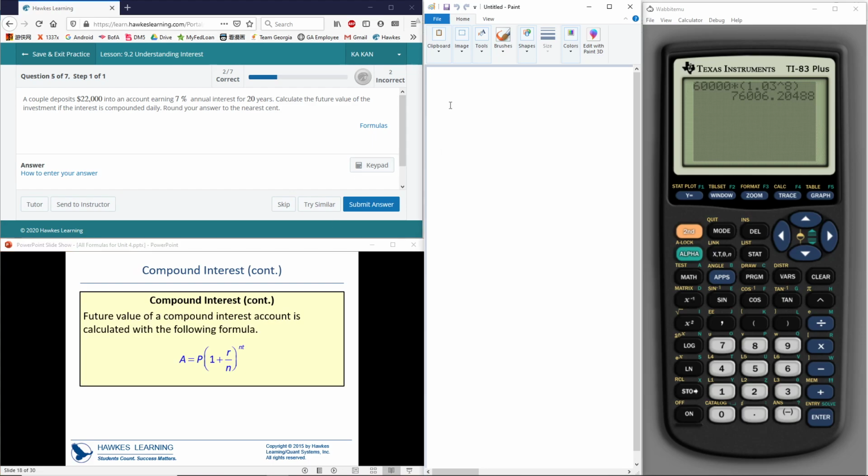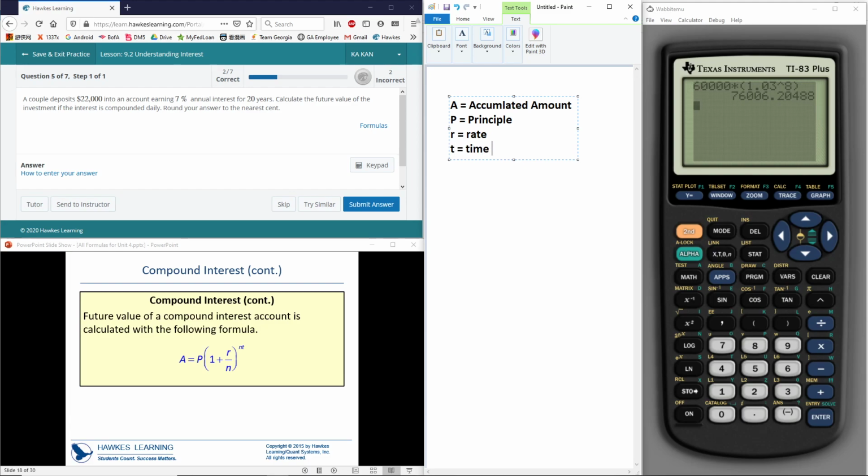So the formula here is A equals the formula, and I'm just going to keep it right here and tell you what the letters mean. A is the accumulated amount. That's basically how much, in the end, interest plus your principal, how much do you owe, how much do you make altogether. P equals the principal. R is the interest rate. T is the time, and again, it's in terms of years.